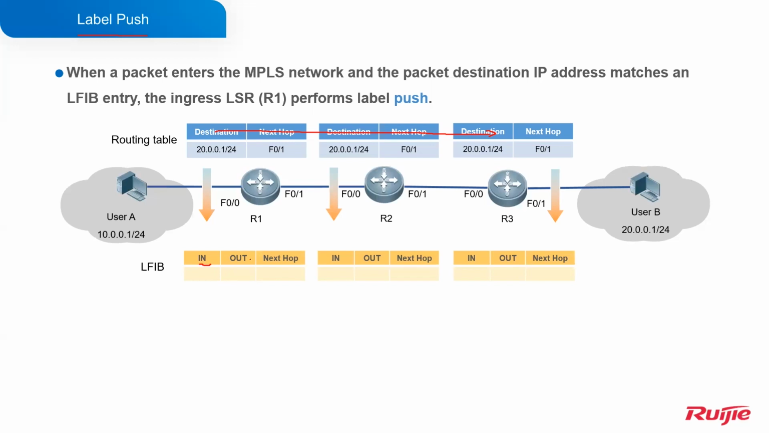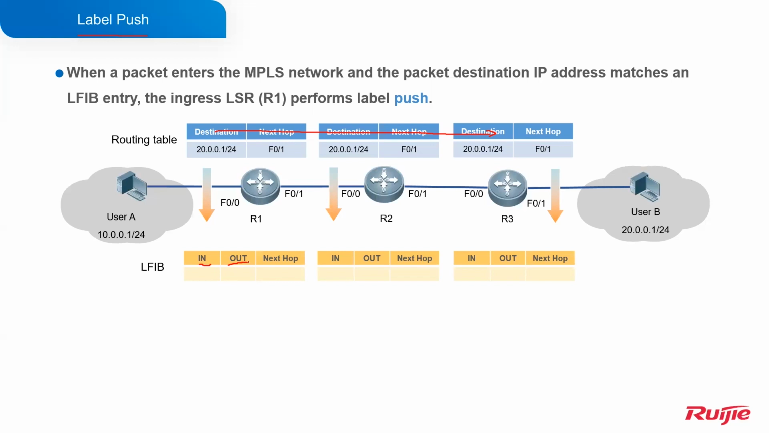And the next parameter is the out label. The function of the out label is: if we take the label information to match all the in label lists, and finally we find one entry that successfully matches.